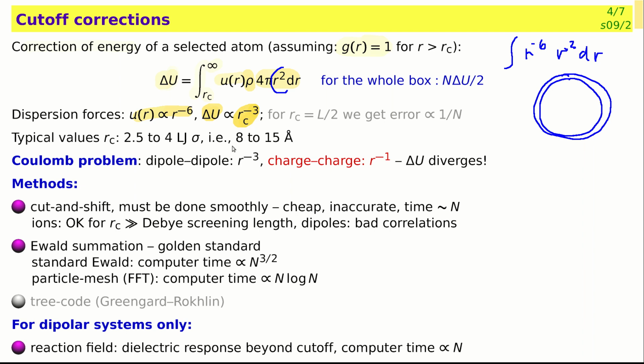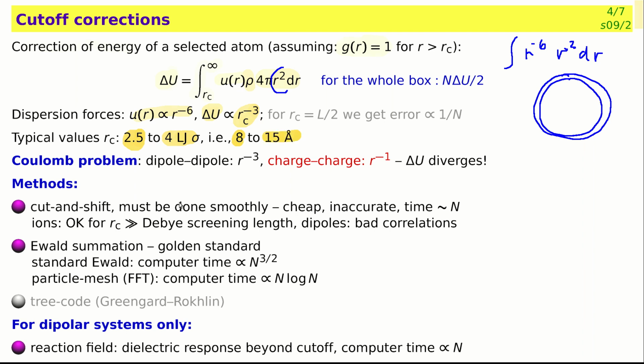Typical values which are used nowadays are several Lennard-Jones sigmas. In old times 2.5 used to be used. It's considered now too imprecise. Typically for typical atoms it is from 8 to, let us say, 15 angstrom.